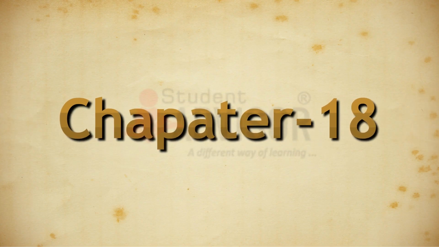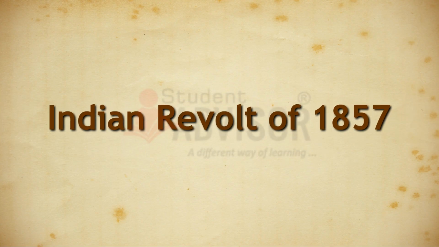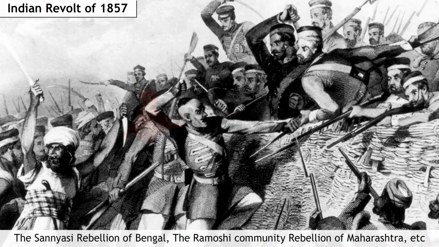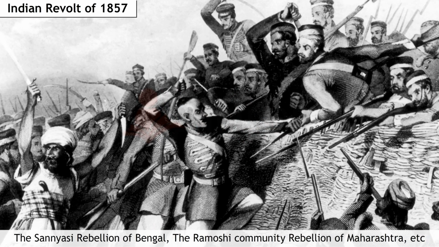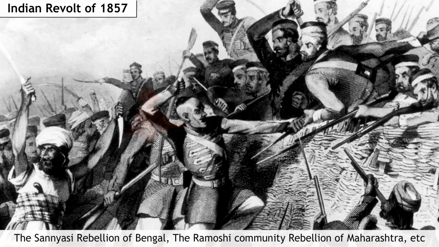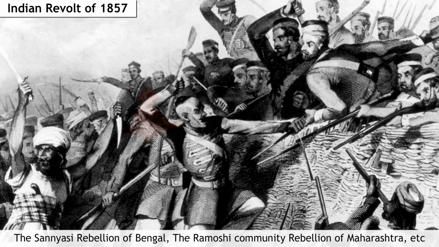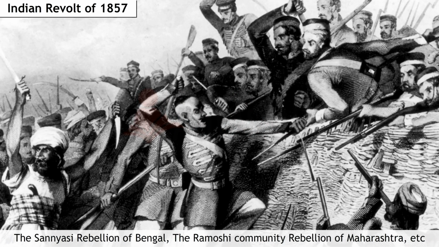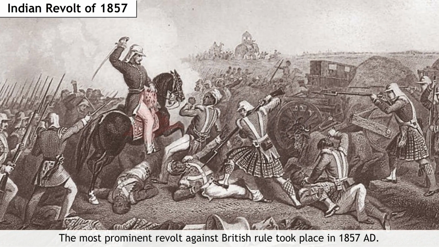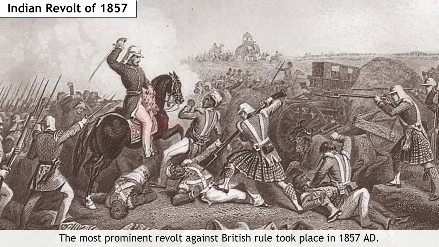Chapter 18. Indian Revolt of 1857. The Sannyasi Rebellion of Bengal, the Ramoshi Community Rebellion of Maharashtra, etc. are few ways in which the Indians revolted against the atrocities of the British. The most prominent revolt against British rule took place in 1857 AD.